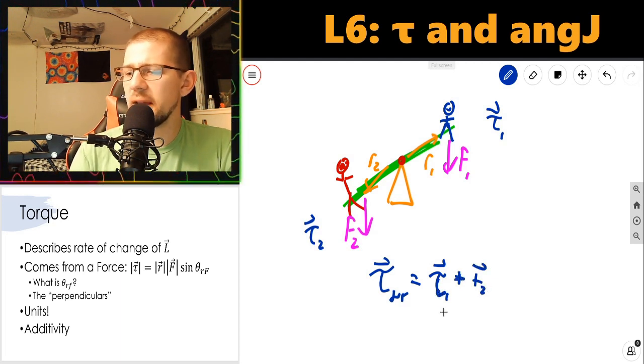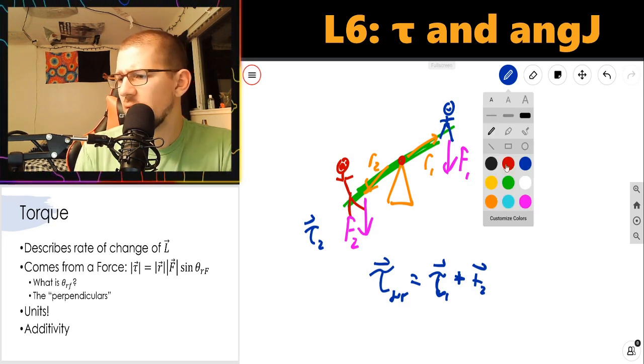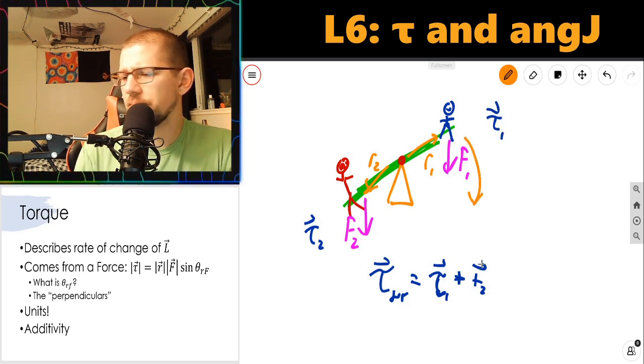Whichever torque is bigger, so to speak, is going to be the one that causes the rotation. So if the torque caused by person 1 is greater than the torque caused by person 2, the rod will begin to rotate this way.